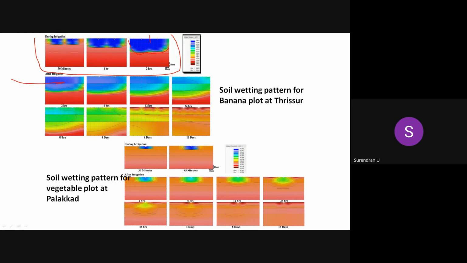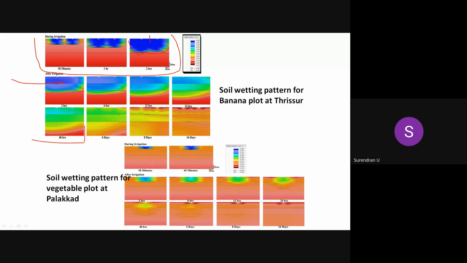So after 24 hours, after 48 hours, after 4 days, how the moisture will become, we have simulated, and that has been verified in the field also using soil moisture probes and all. That has been the published paper which I was showing. So in this particular case, up to 48 hours, that means up to 2 days, there is no need for irrigation. So likewise, for all the plots we have calculated and given to the farmers.